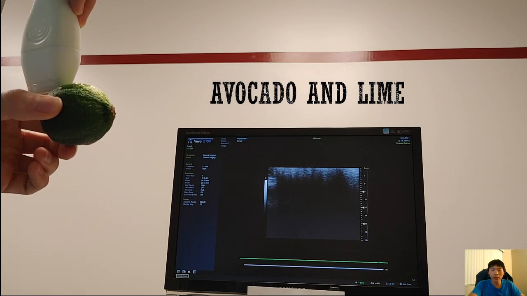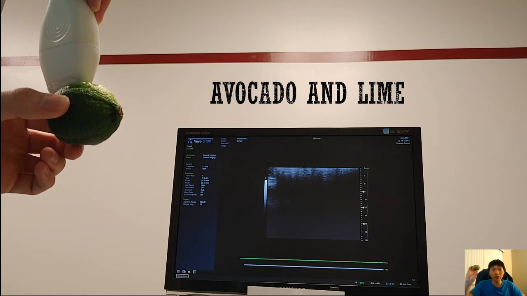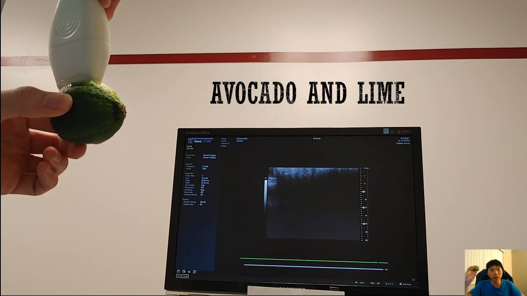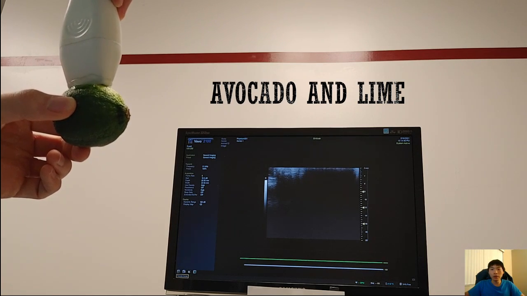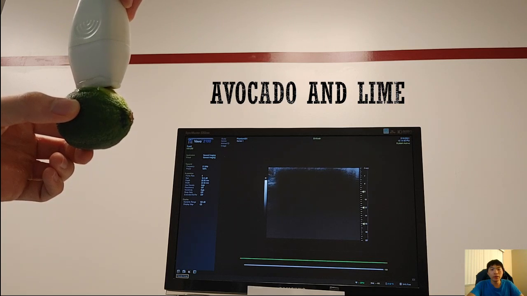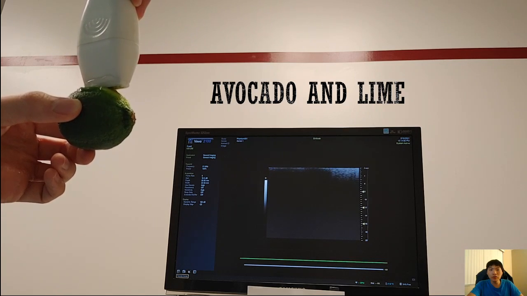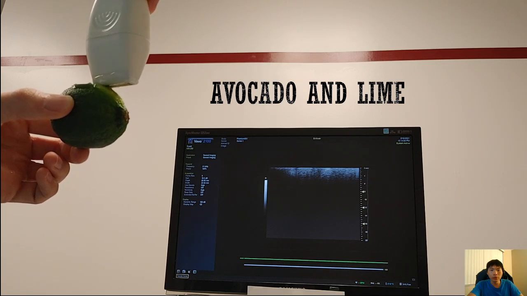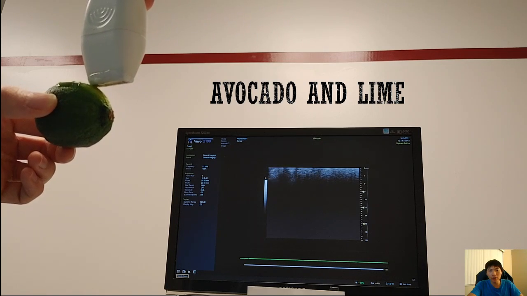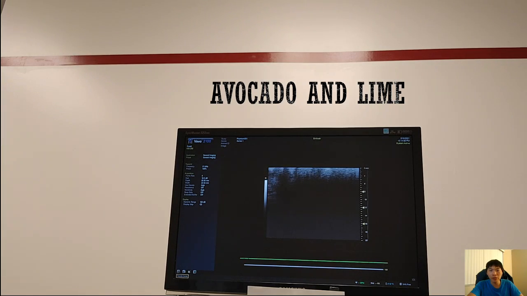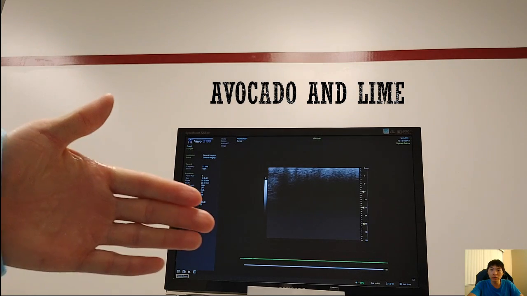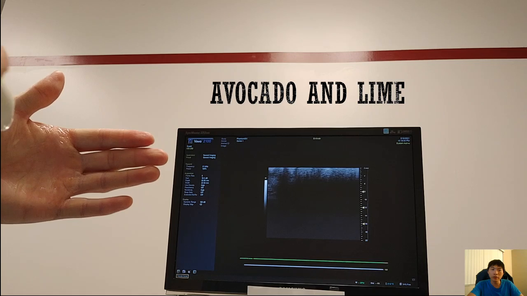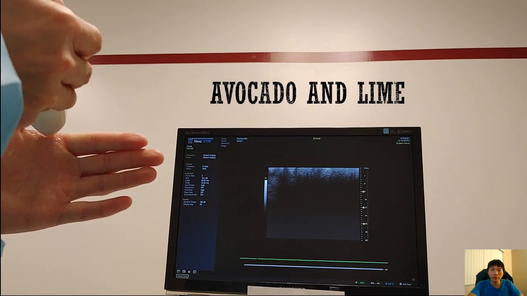So here's lime, and I'm moving the transducer across our lime. Again, we mostly see just a shadow of the lime. In these two cases, the avocado and the lime have much thicker skins compared to, say, the strawberry. And so a lot of the sound waves get reflected off of the skins.